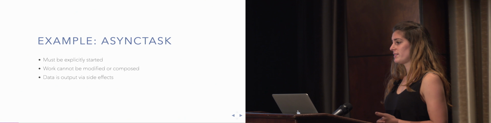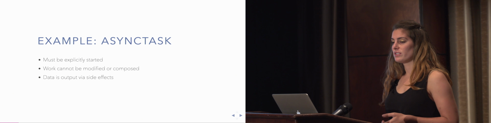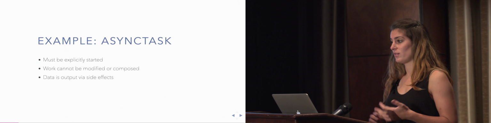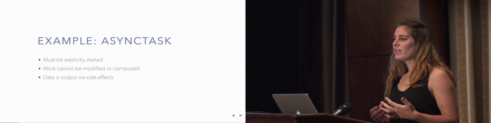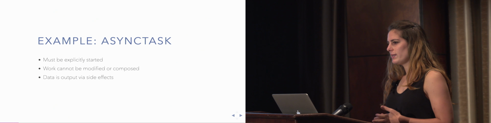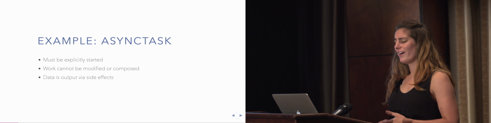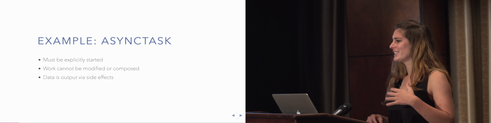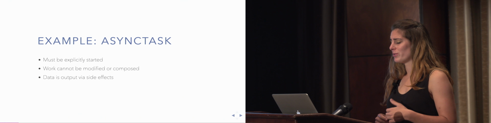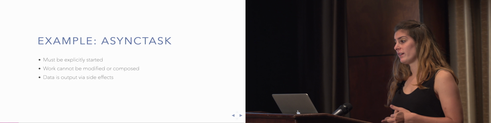So if we look at async as an example, you can notice that async tasks need to be executed explicitly, and this is awesome because it means that we have control of when it starts. The work can't easily be modified in async tasks though, so in terms of how they run, you kind of kick it off, and if you do want to compose things, you can get into a couple levels of callbacks. It's not ideal, it's kind of hard to bring things together. And in terms of output, a lot of the data is very side effect-y.